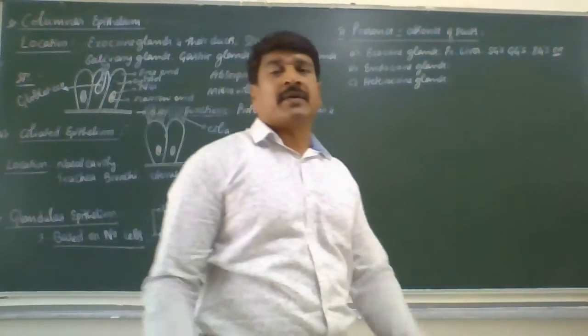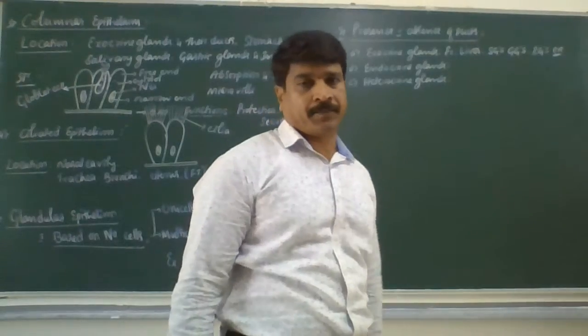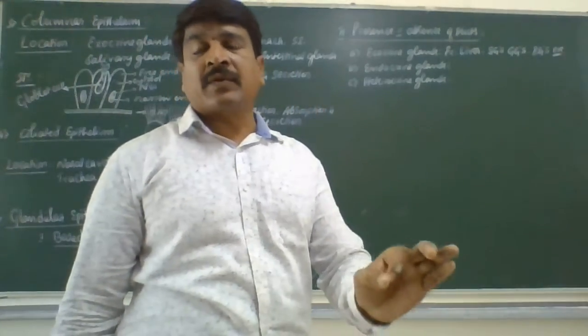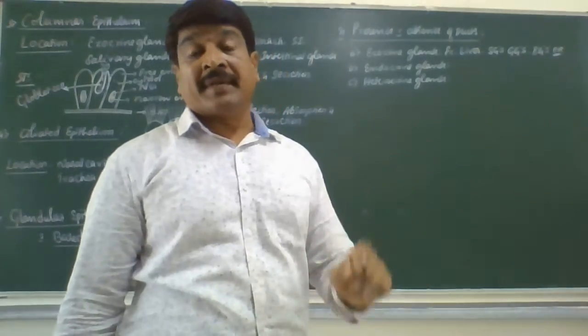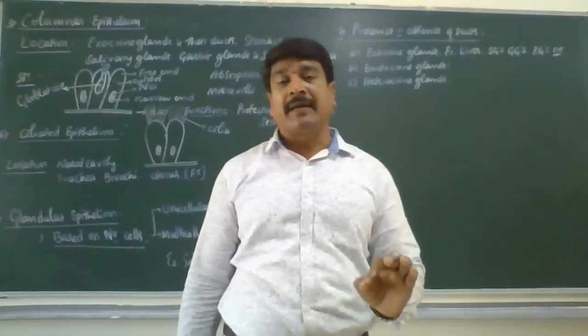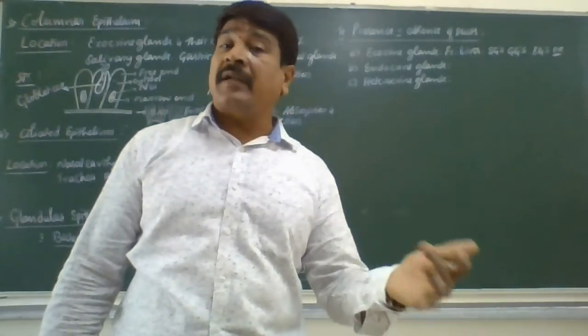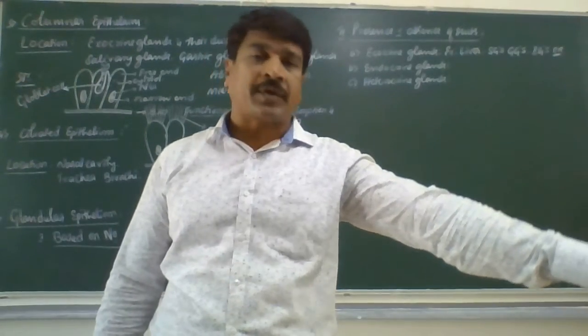Glands without ducts are called endocrine glands, also called ductless glands. The secretions of the endocrine glands are called hormones. Since ducts are absent here, their secretions are directly released into the bloodstream.